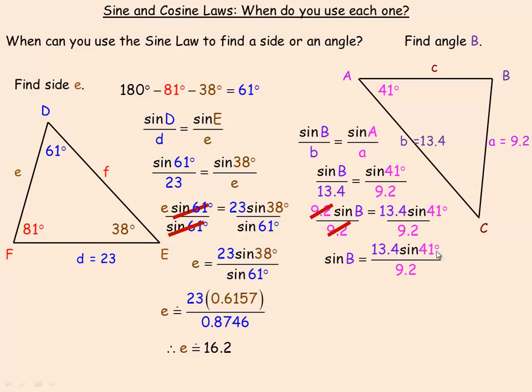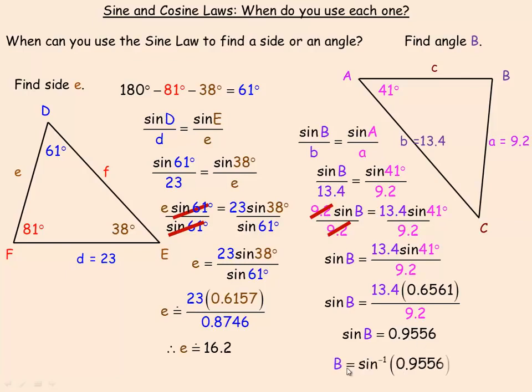And so in your calculator, evaluate the sine of 41. It's 0.6561. And then we multiply it by 13.4 and then divide out the 9.2. So the sine of B is approximately 0.9556. I normally keep 4 decimal places. Don't round too quickly or your end answer might be off by a degree or two. So to find angle B, we take the inverse sine of this, which is about 73 degrees.